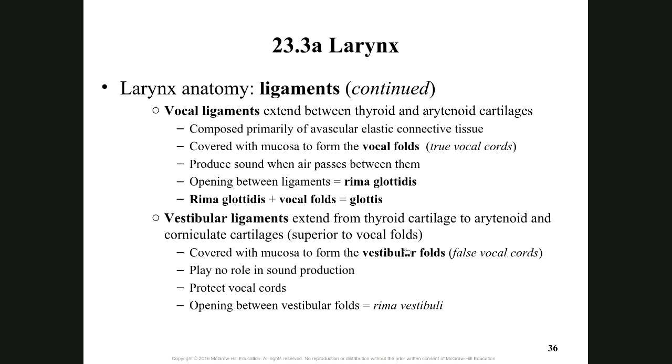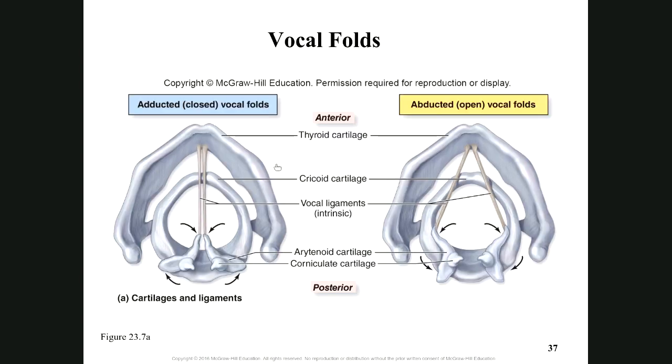Look at this picture. This is the vocal ligament. As you see in this picture, these two ligaments are located between thyroid cartilage and arytenoid cartilage. They are covered by mucosa and they make the vocal fold for us. These folds are called true vocal folds. Vibration of these folds can make sound.